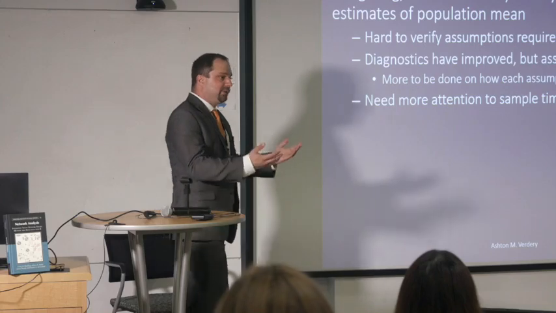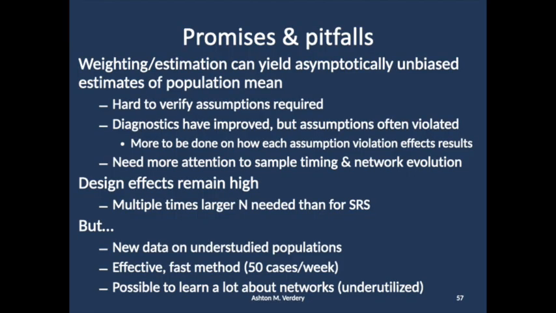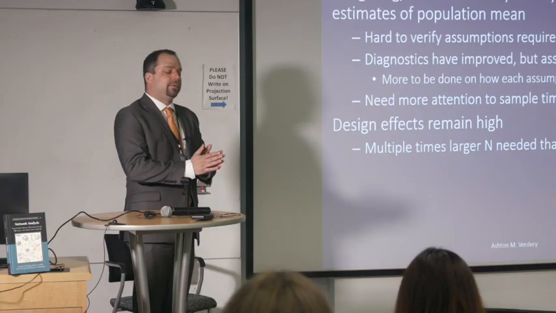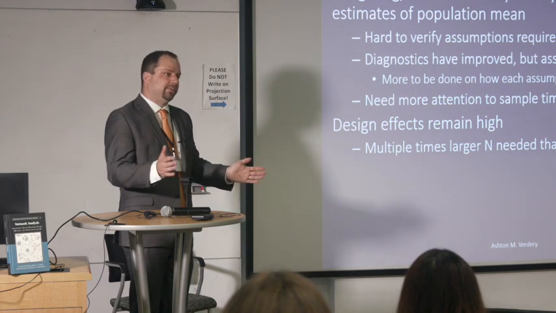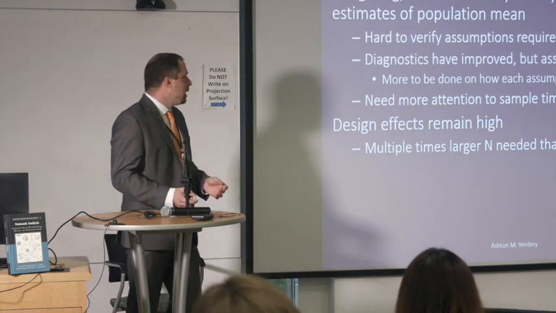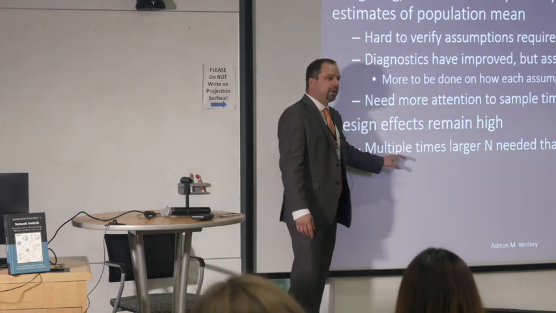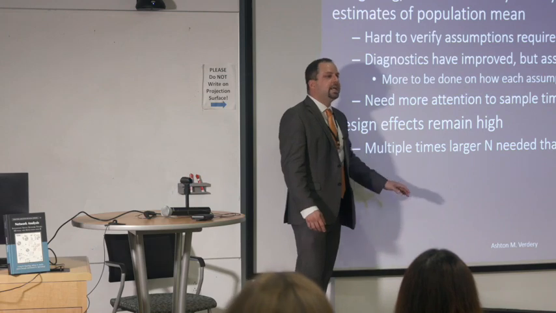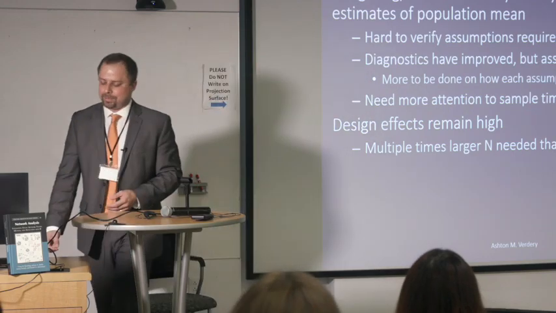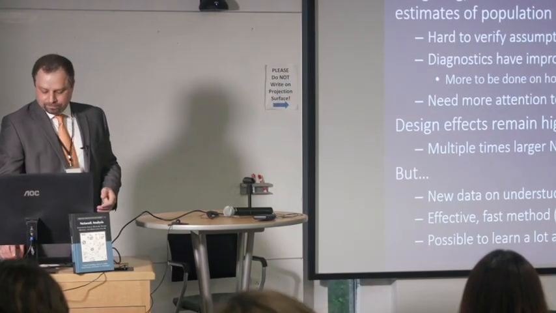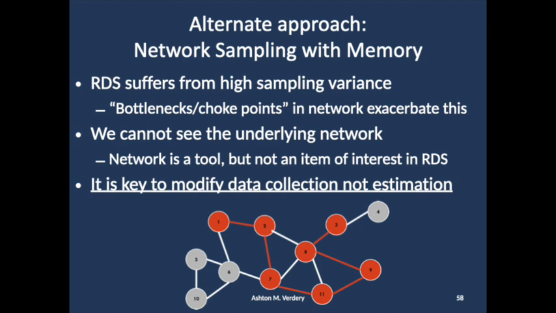RDS has a lot of potential. The weighting procedure does do a pretty good job of creating unbiased samples, but the big pitfall that it faces is this sampling variability: the ratio of the variability of a set of repeated RDS samples in the same population to a set of simple random samples in the population is very high. And so you typically need a much larger sample size in an RDS study to achieve the same level of statistical precision that you would achieve with a simple random sample in that population. But it's a very fast and effective method typically, and it can be used to learn a lot about networks.